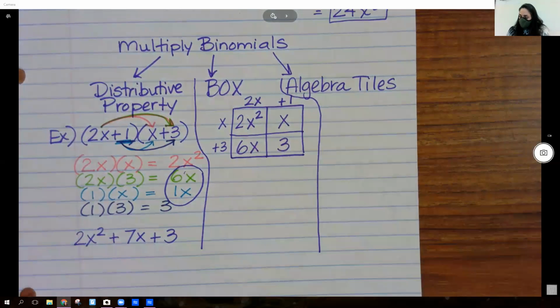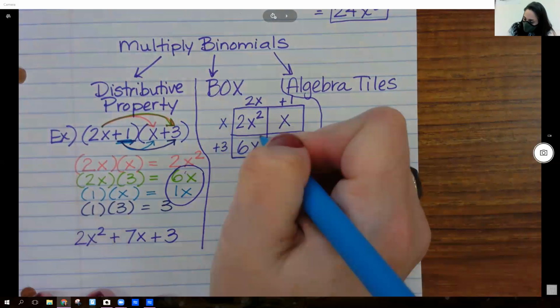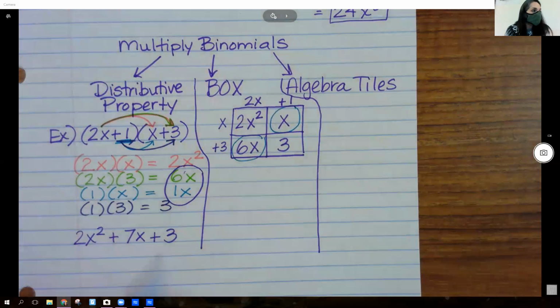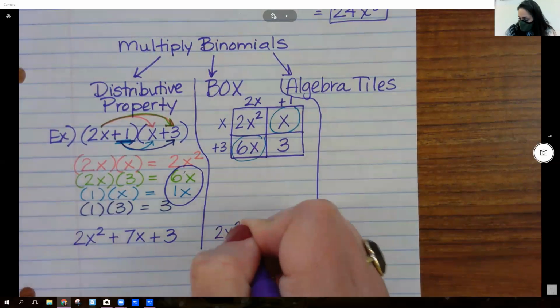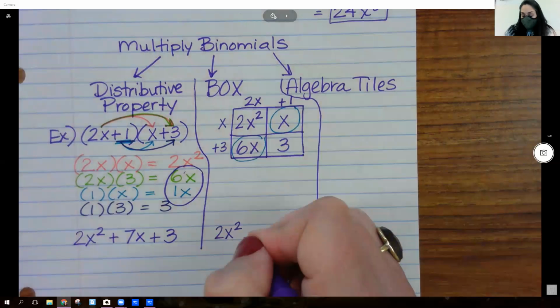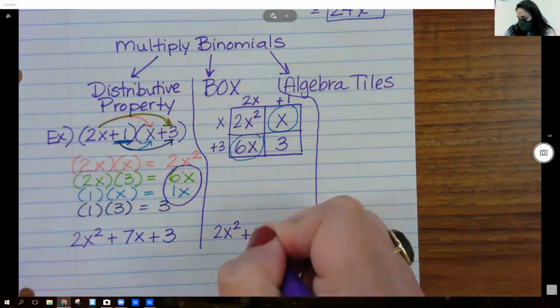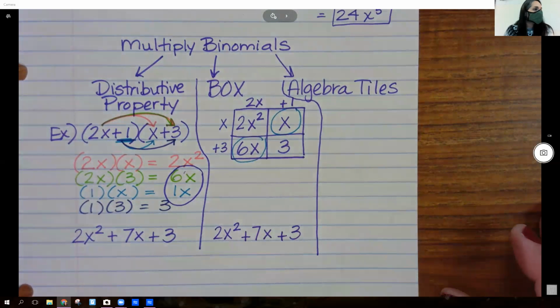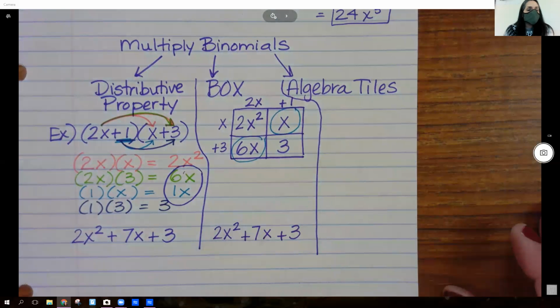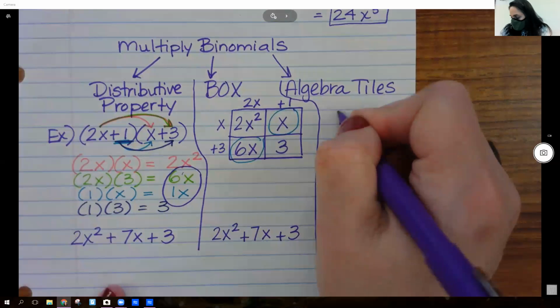Then you're going to add everything, and these guys on the diagonal always end up being the like terms, and you get the exact same answer. It's going to be 2x squared, 6x plus 7x, or I'm sorry, 6x plus 1x is 7x, and then plus 3. Okay? And then algebra tiles, well, that was in Desmos.